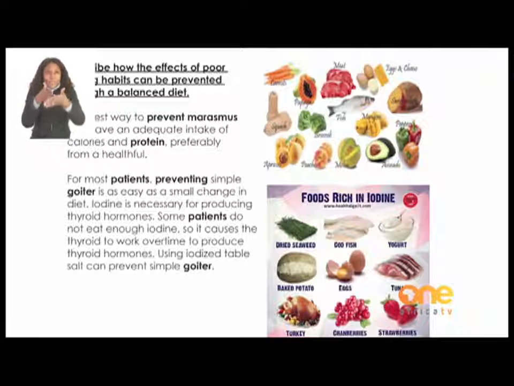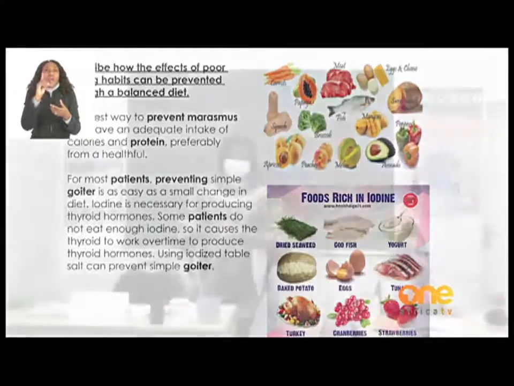Next to the explanation, you can see that we have a picture of different foods. These foods include cold fish, yogurt, baked potato, eggs, tuna fish, you mentioned them. So these are some of the foods that will provide you with iodine.